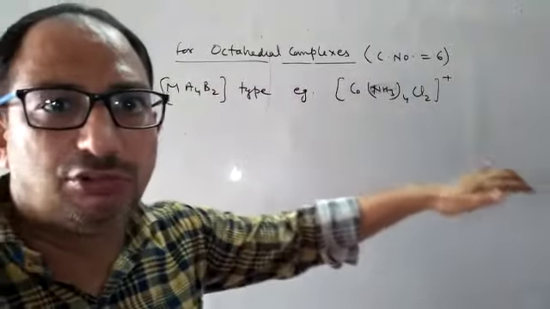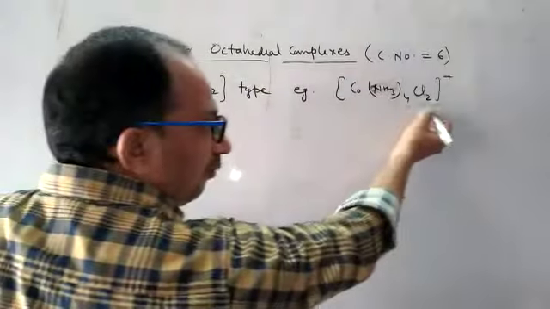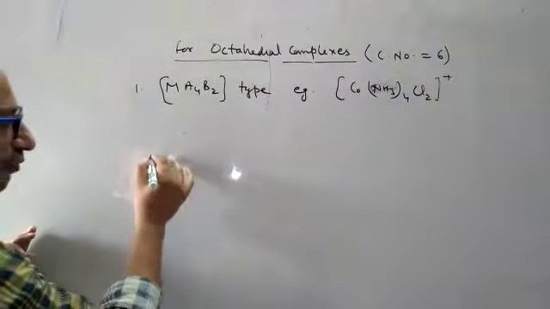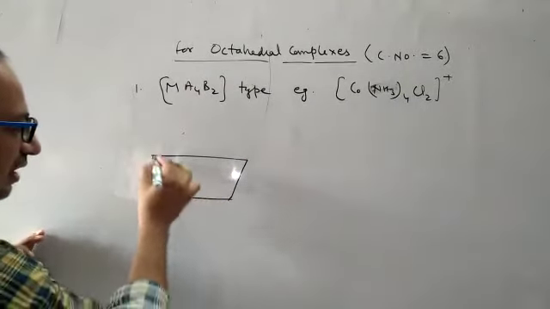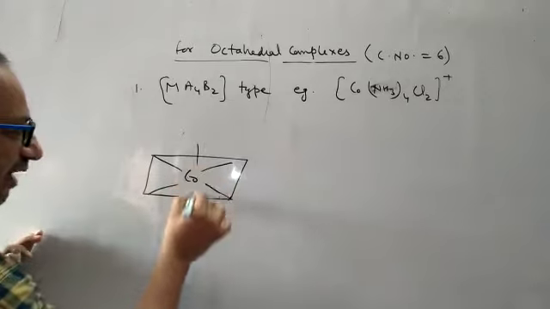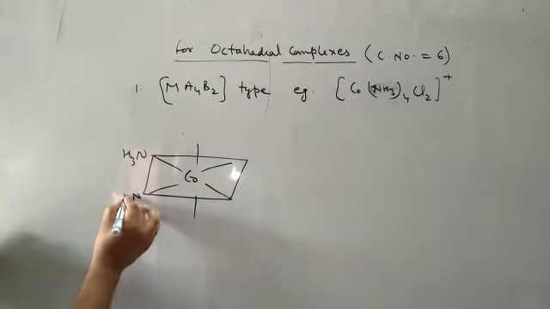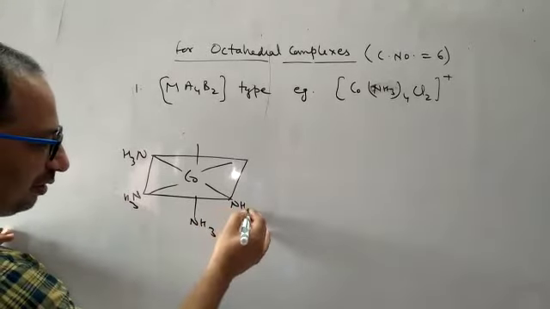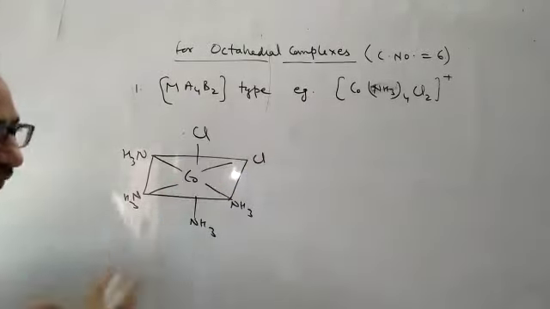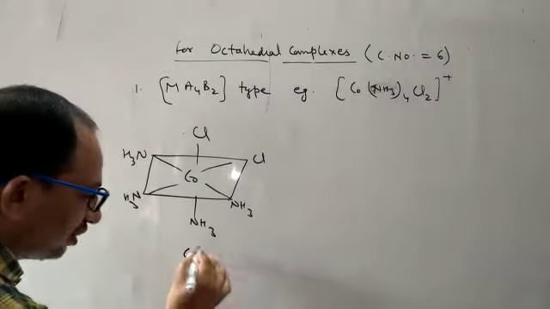Now you are asked to draw the geometrical isomer of this compound. See, coordination number 4 and 2, that is 6, which means octahedral. This is the octahedral structure. NH3, NH3, NH3, NH3, Cl, Cl. Same ligands at adjacent positions, so this is called cis.